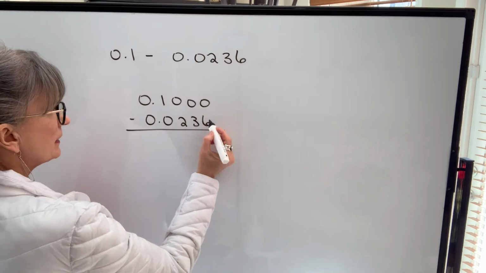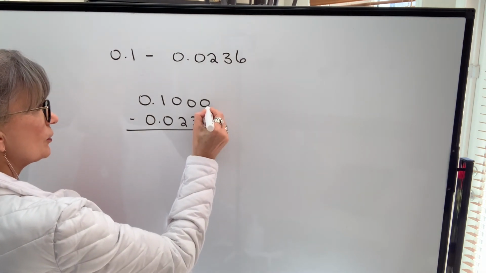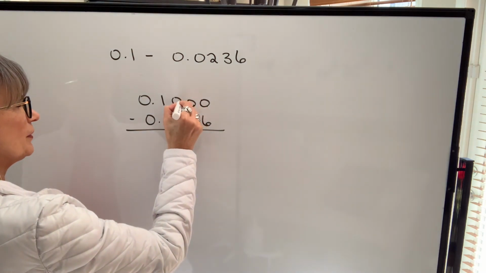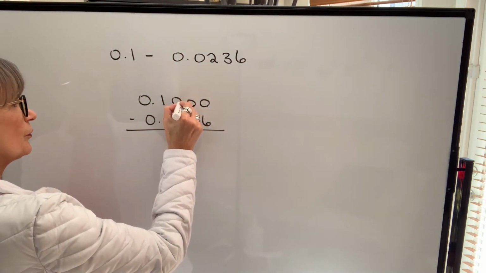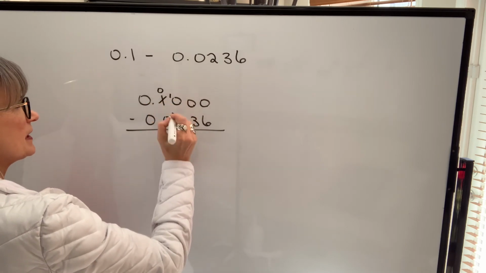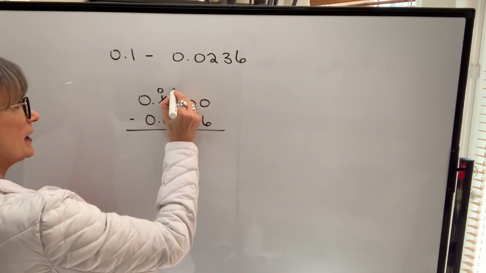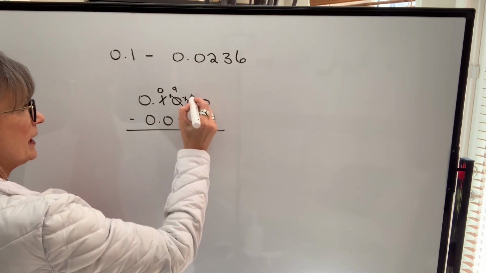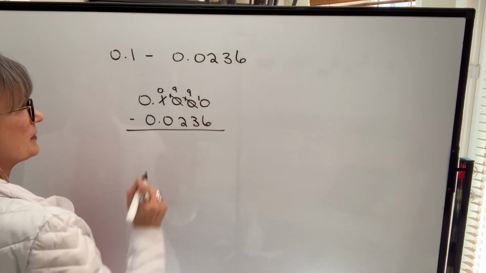Starting on the right, I can't subtract 6 from 0, so I need to borrow from this. Oh, I don't have anything to borrow from here, so I have to borrow from here. Oh, I don't have anything to borrow from here, so I have to borrow from here. So this becomes a 0, this becomes a 10. Then when I borrow from the 10, it becomes a 9, this becomes a 10. When I borrow from the 10, this becomes a 9, and this becomes 10.